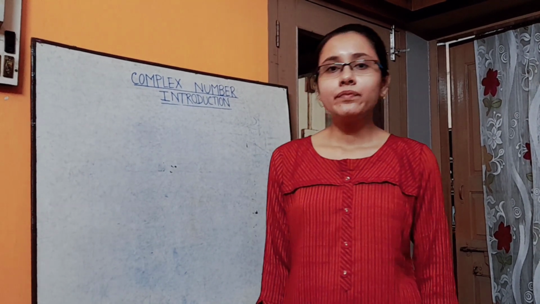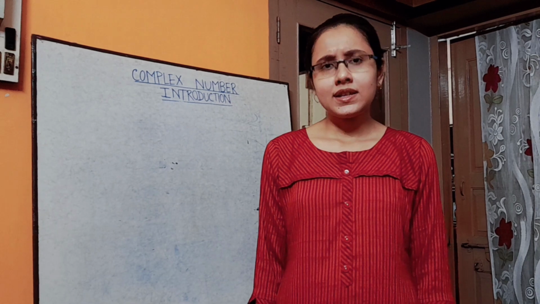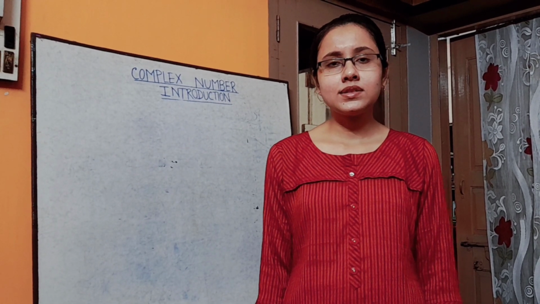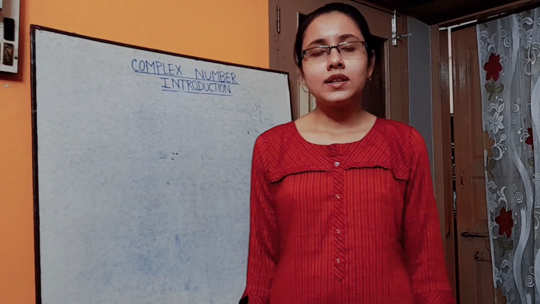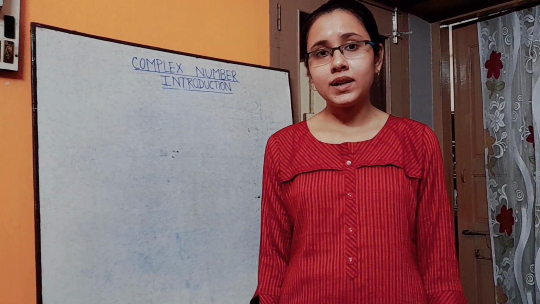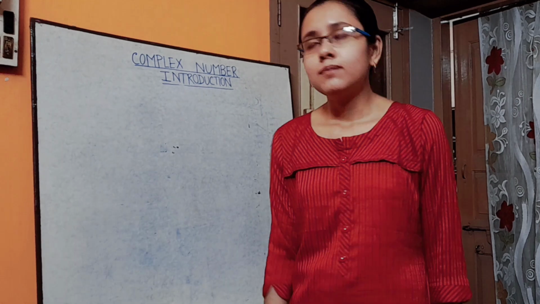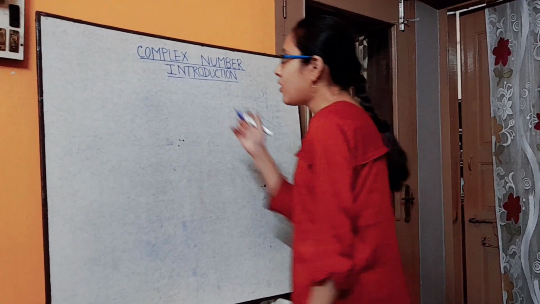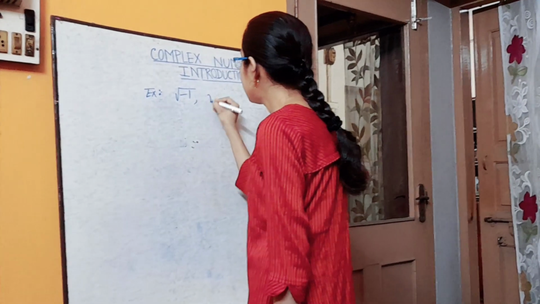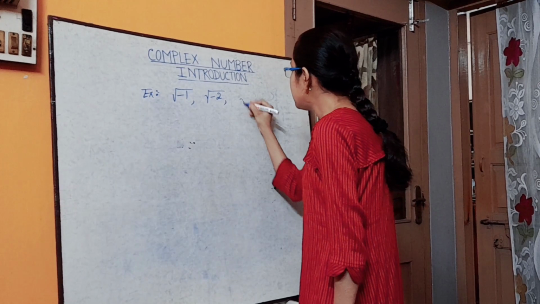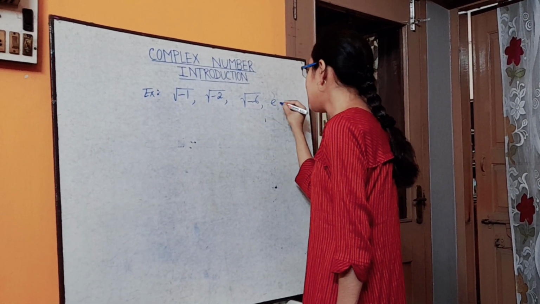Today we are going to start the chapter of complex numbers of class 11. We all know about real numbers. Examples of real numbers are natural numbers, rational numbers, integers, etc. We all know that the main characteristic of real numbers is that the square of every real number is positive. But there are some numbers, for example, root over -1, root over -2, root over -6, etc.